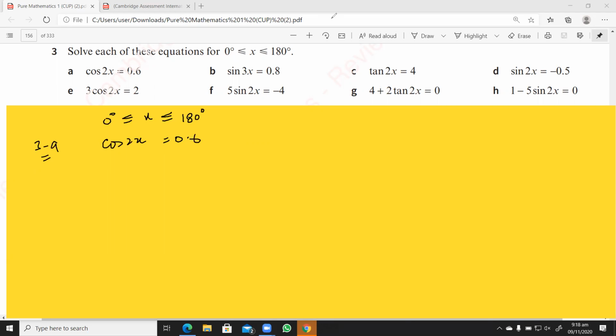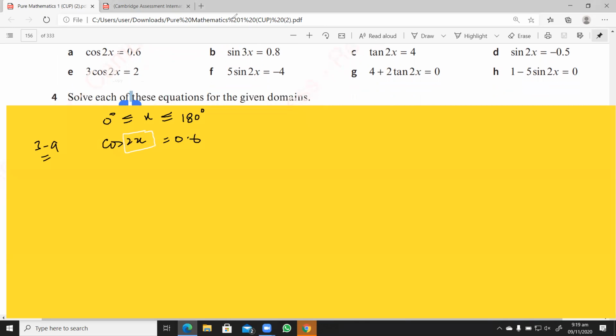Now this cos 2x is 0.6. This 2x over here is not a simple angle. Whenever you're solving a trigonometric equation, your angle should be a simple angle, like cos x or cos theta or cos alpha. We should not be having angles like 2x, which you can see in all these equations.